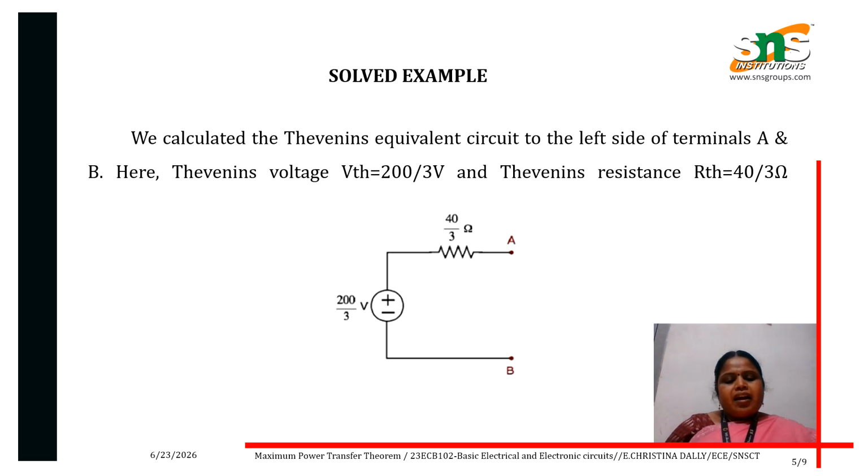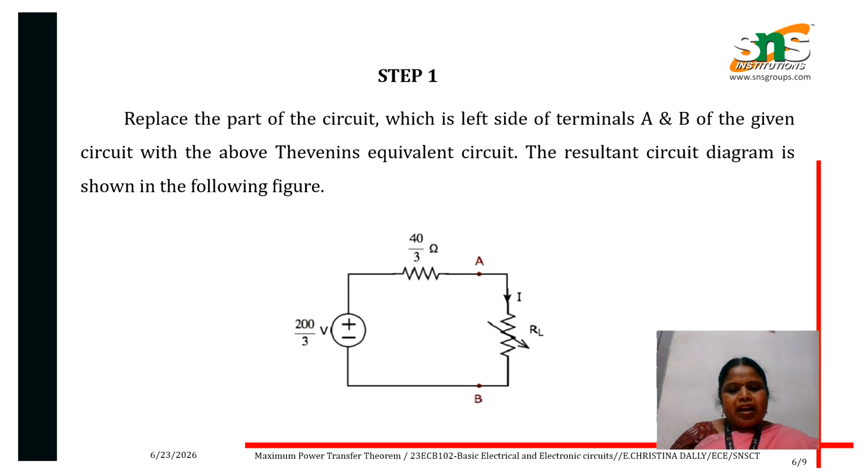As mentioned in the steps, we have to calculate the Thevenin's equivalent circuit to the left side of the terminals A and B. Here the Thevenin's voltage can be measured as 200 divided by 3 volts, as the circuit already gives 200. Next we calculate the Thevenin's resistance, that is RTH equals 40 divided by 3.